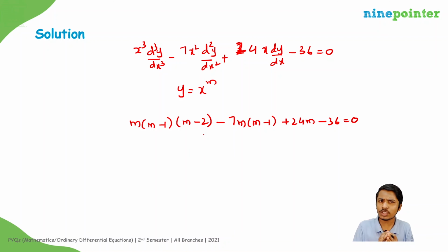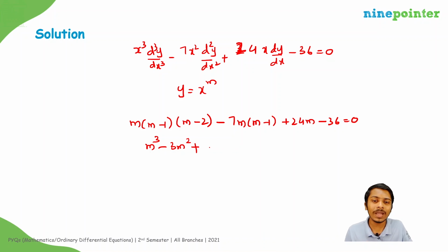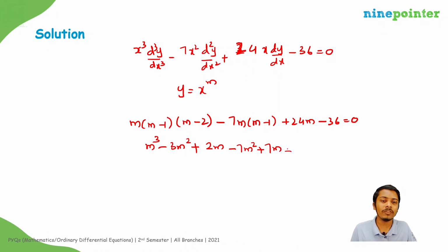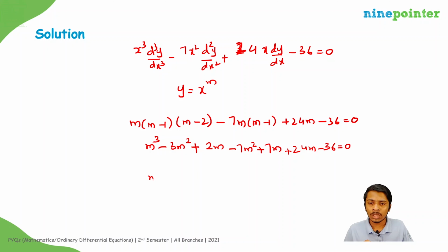m minus 1 into m minus 2 will be m square minus 3m plus 2, which on multiplying by m gets converted into m cube minus 3m square plus 2m. Now simplifying the next term, minus 7m into m minus 1 will be minus 7m square plus 7m, and we have plus 24m minus 36 equal to 0. That is m cube minus 3m square minus 7m square, that means minus 10m square.